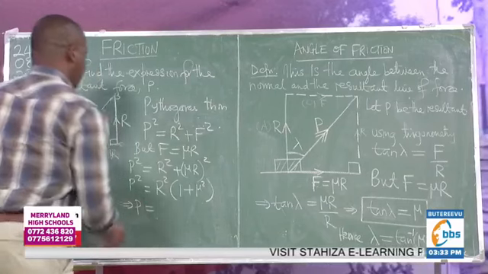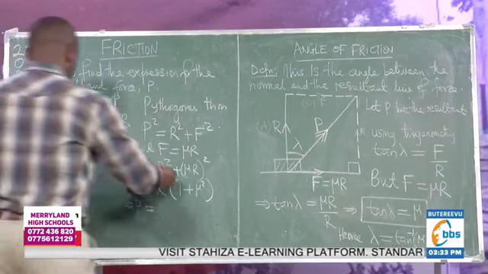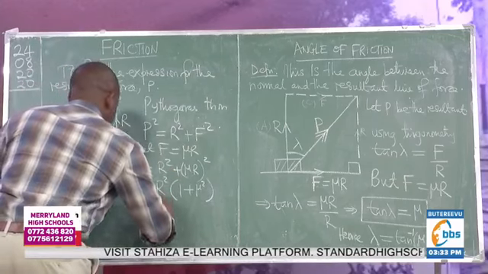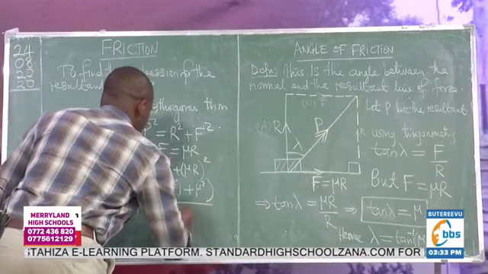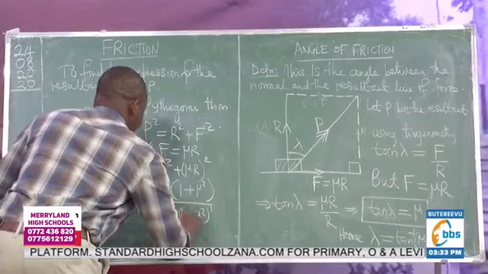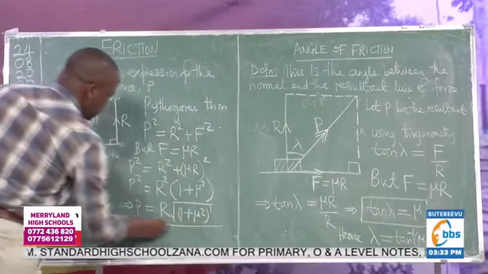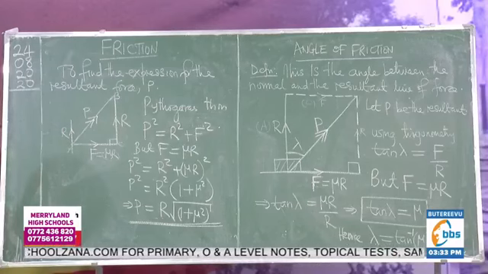And therefore, I will say that if I am interested in finding P, my P will be equal to R into the square root of 1 plus mu squared. I want to express it differently.